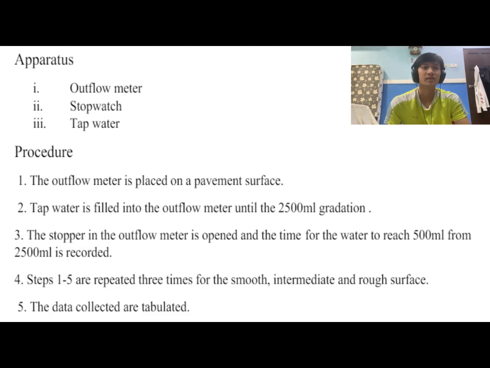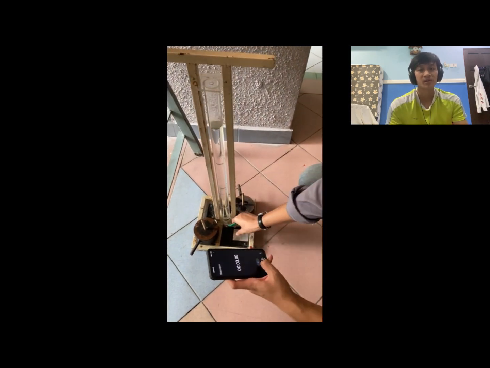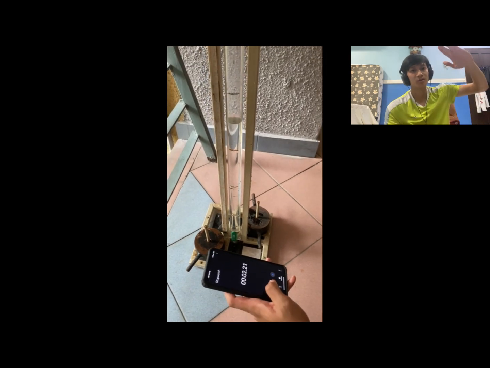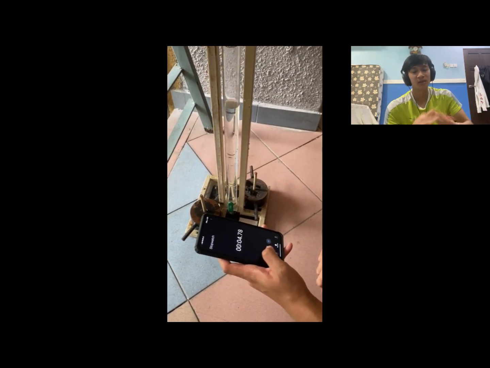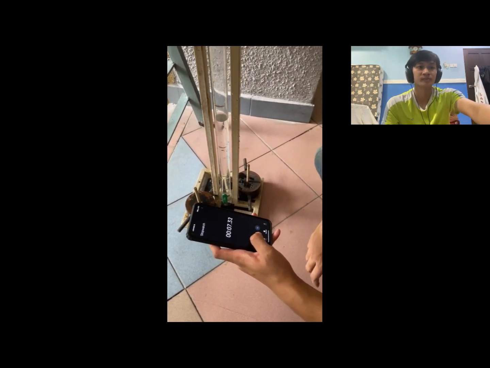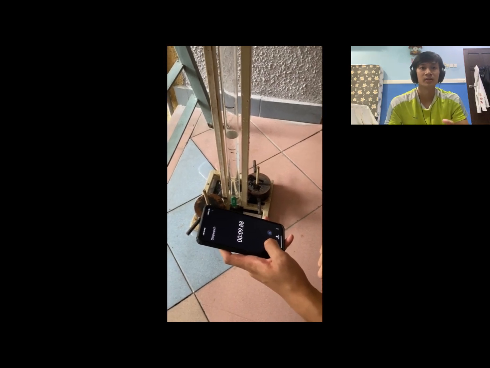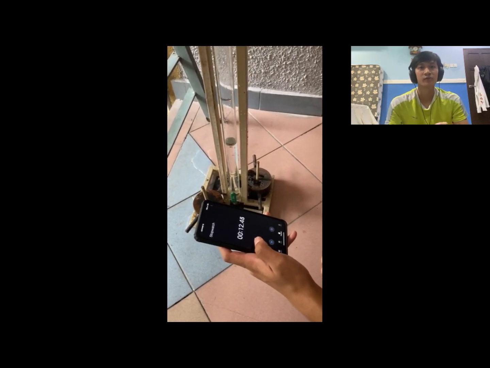And right after we unclog the tube so that the water flows freely, we immediately press the stopwatch to measure how long it takes for the water to fully flow out of the tube. And that is our measure for the surface drainage test.